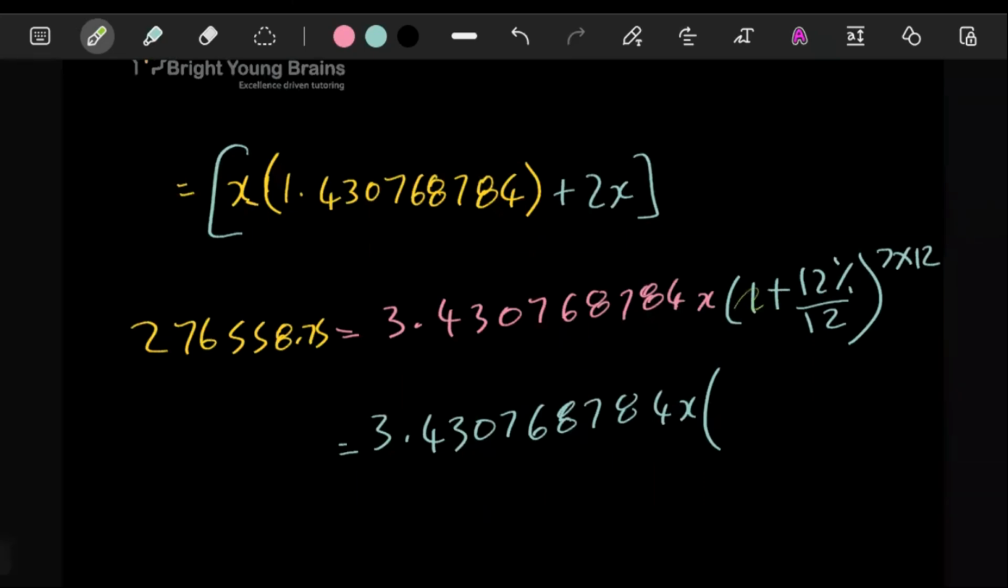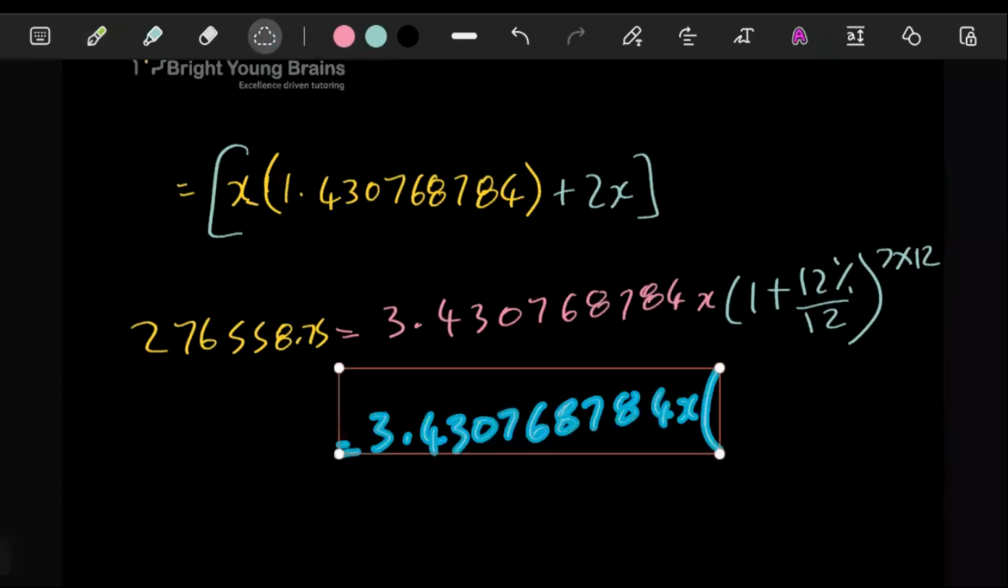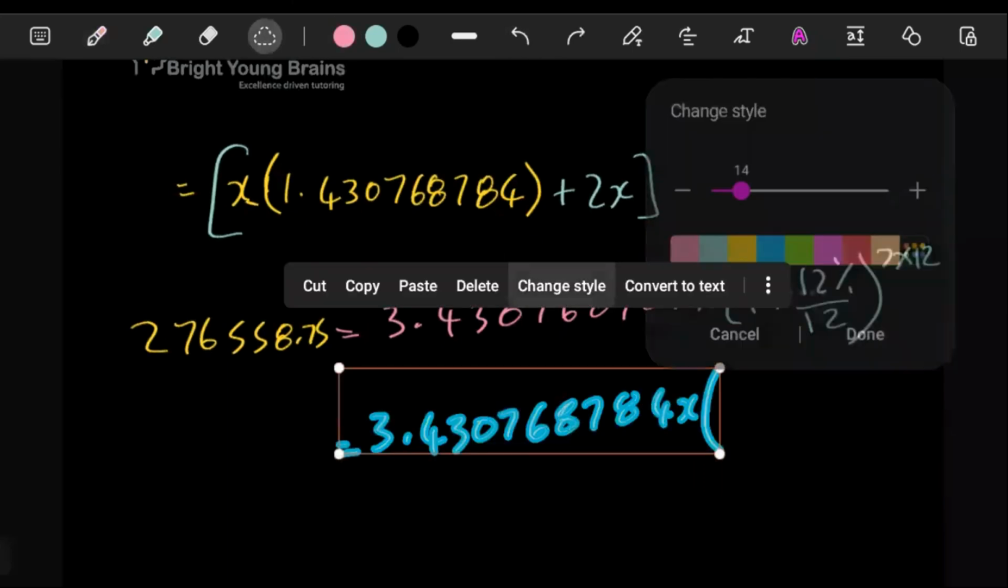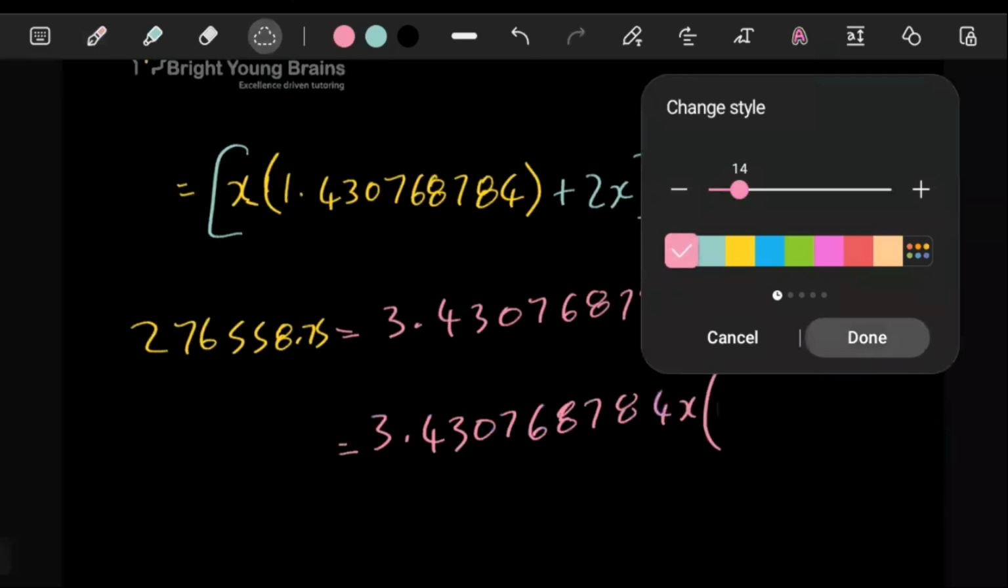So this whole number here would give you, let me actually color code this nicely. I don't even know why I'm changing the colors here. Come on, it was working so nicely. Let me just keep this pink. Pink, change style, pink. Perfect.